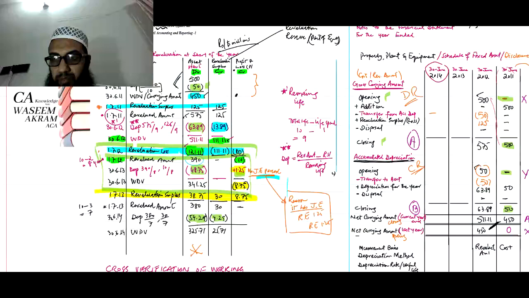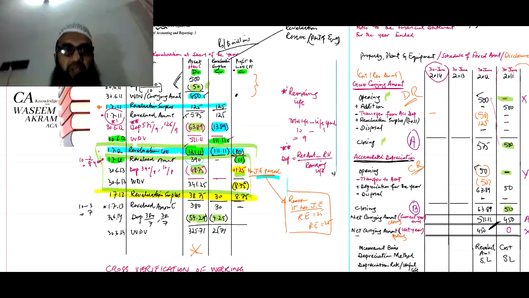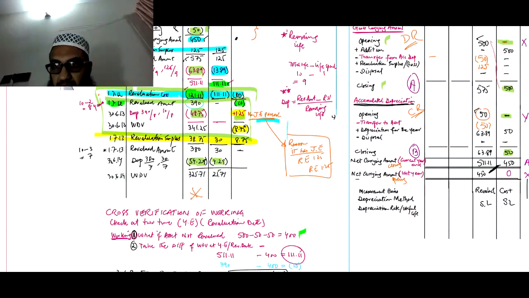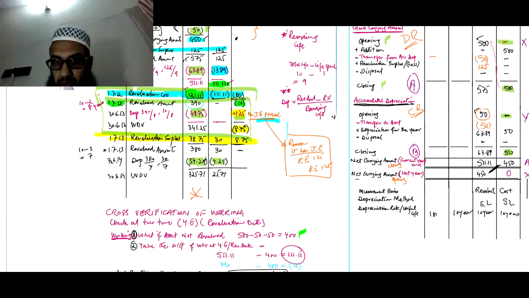So what is the depreciation method? Depreciation method is straight line in both years. What is the rate? In this question, the life is given, which is 10 years. This we can easily write: 10 years. Our method is straight line, SL stands for straight line, and the revaluation. So in all years, this is very easy to write.